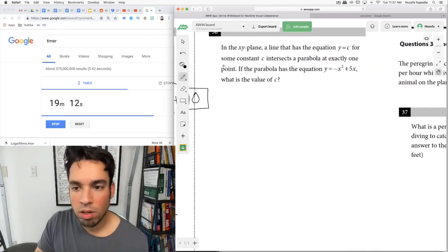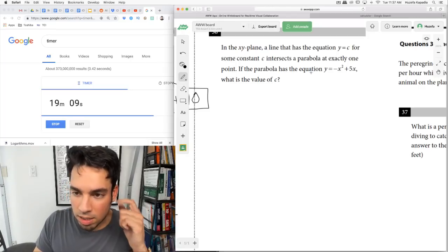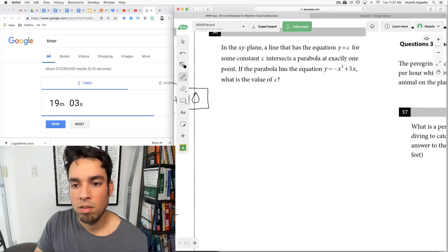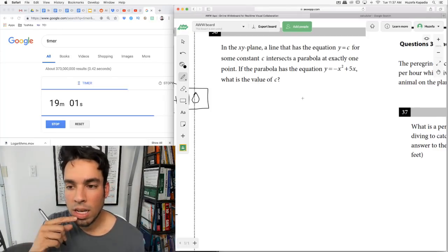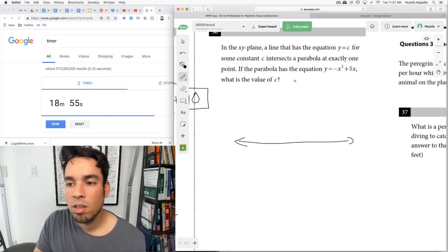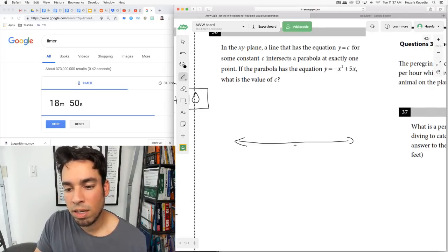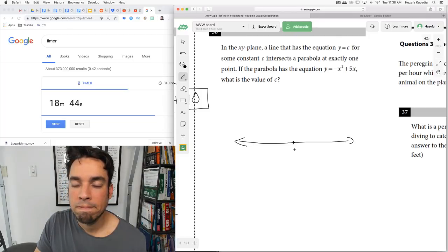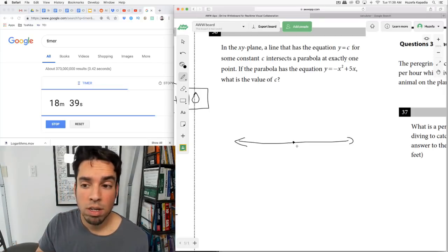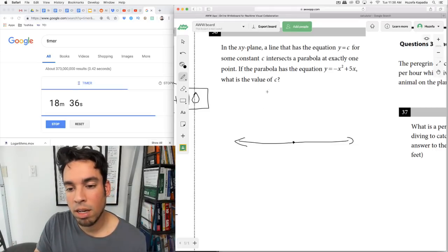36. Now they should get harder. In the xy plane, a line that has the equation y equals c for some constant. Hold on. A line that has the equation y equals c, so it's a line like this, intersects a parabola at exactly 1 point, meaning it hits the parabola at the vertex. Because it's going across, and if it's a parabola up or down, it has to hit it at the vertex. I was saying it could hit it like this in 1 point, but no.